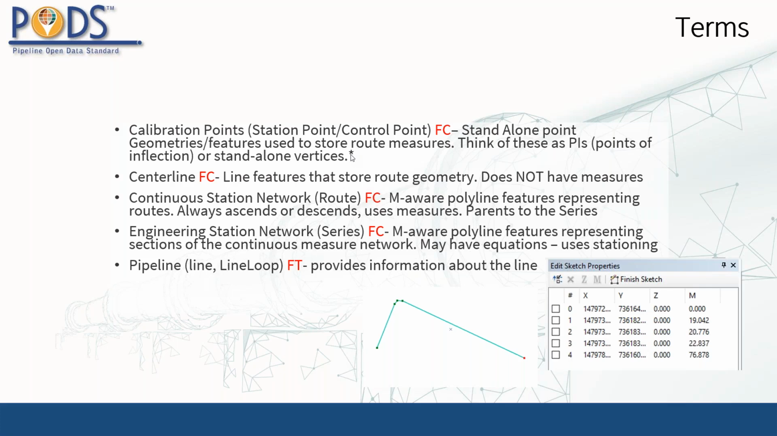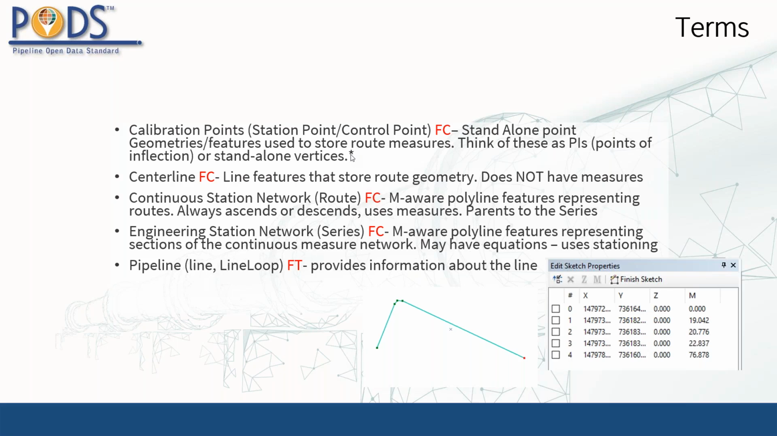Continuous station network is known as the route in previous PODS versions. It is also a feature class in PODS 7. It is M-aware, meaning, again, the line has measures. It's a polyline feature class. It represents your routes. It always ascends or descends, just as measures do on a line. It does not work like stationing. It works like measures. And think of this as the parent to the series.